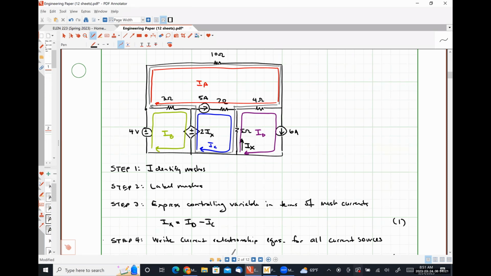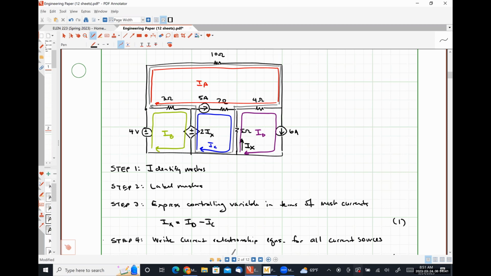That's kind of the reason why we need the super mesh for the bottom, right, because we have to avoid the 5 ohm resistor. Another question that you guys very often ask me is, what about that 2 ohm resistor smack in the middle? It does not matter, right?